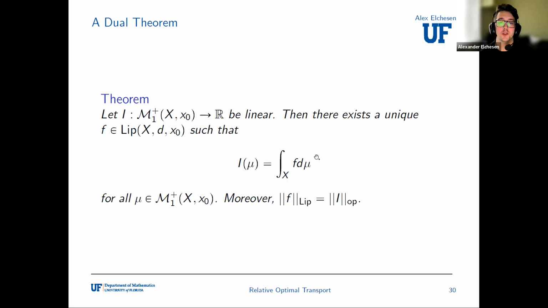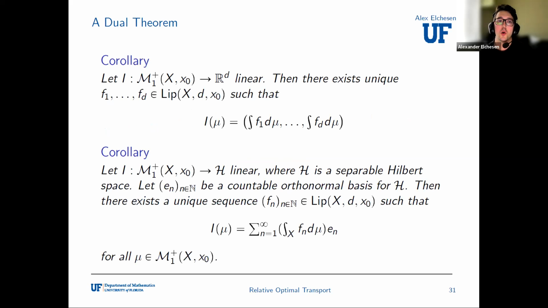So this is the dual situation to what we were considering before. Before, we said that there was a unique measure that gave you that linear functional. Now we're saying there's a unique Lipschitz function that gives you this linear functional. And moreover, the Lipschitz constant of this function f will be equal to the operator norm. So a corollary: let's say we have a linear map into Euclidean space.